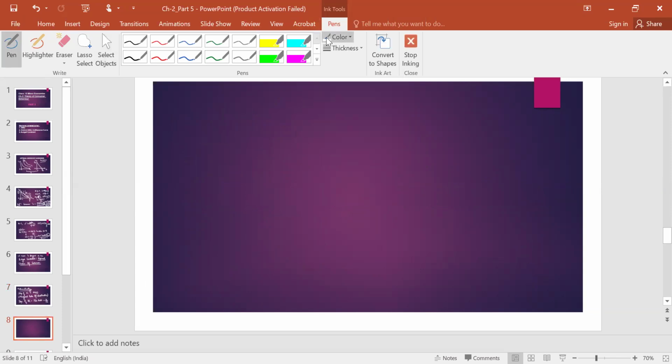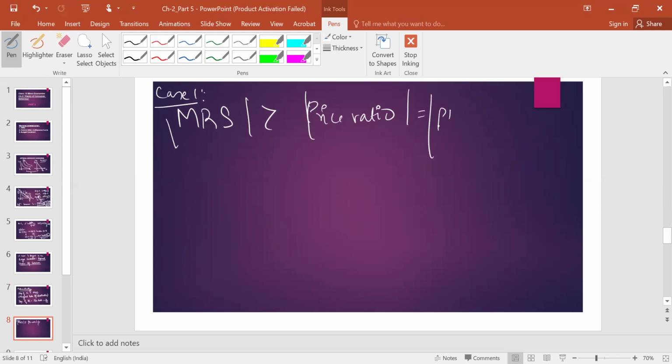So since we are considering the absolute value of the slope, what happened? Let's understand. What would be the optimal choice? We were not going towards the optimal choice directly. Let's understand MRS is greater than, I'm just taking case one. The absolute value of MRS is greater than the price ratio, which is basically P1 by P2. Right. So MRS is, let's say, 2 and both the prices are the same. Okay. So in that case, price ratio becomes 1.